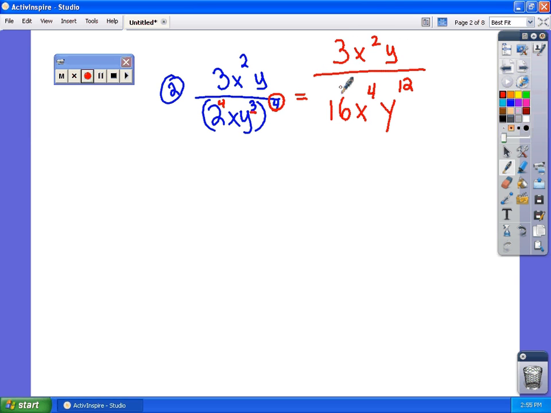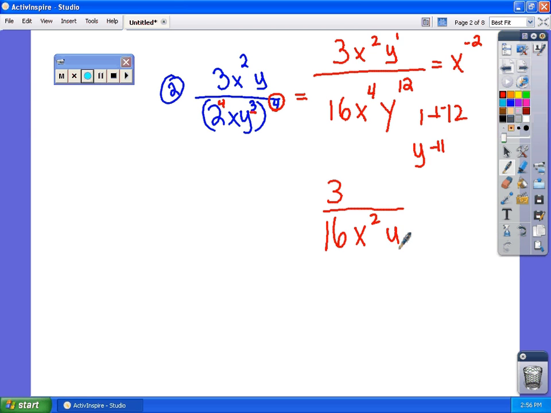Now, 3 over 16 does not reduce, so we're going to leave it as 3 over 16. Then you have x squared divided by x to the fourth. Well, that equals x to the negative second because you have 2 minus 4. But then that goes to the bottom as x to the second, the denominator. And then y to the first divided by y to the 12th, that's like 1 minus 12. And you end up with negative 11. So y to the negative 11, because it's negative, is dropped to the bottom as y to the 11th. And there's your final answer.